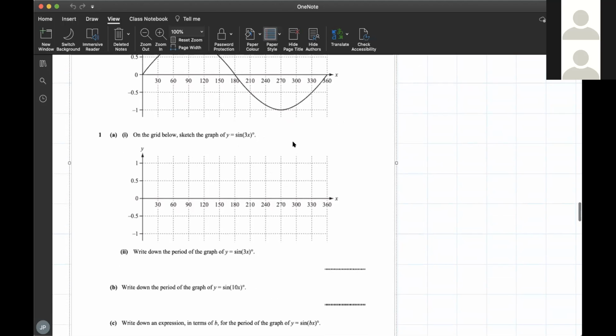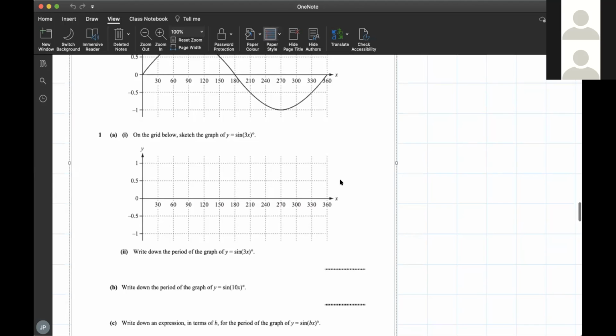For those of you who know how to sketch, that's 3x, right? Between 0 and 360, you should get three complete sine waves. So 360 divided by 3 would give you the period, which is the first question, part A. Let me just open up my iPad, which has gone to sleep right now.